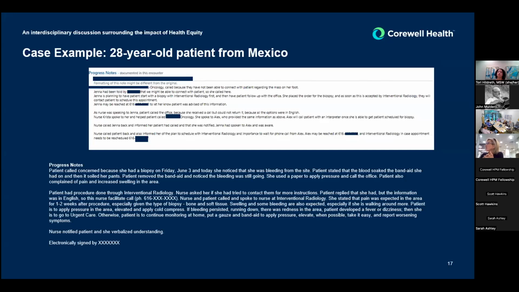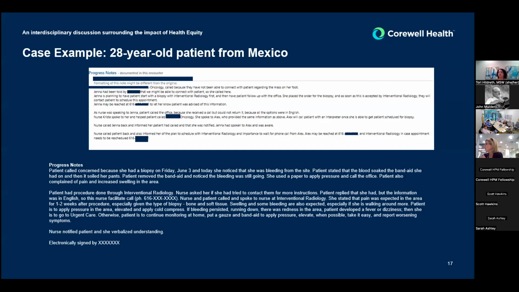So I was trying to understand some of the delays in presentation, and then came across some of these notes in the chart. And what was happening is they were calling her, but all the options to call back were in English. So she didn't know how to call the office back. And one day, she had reached out. She was getting all these messages in English. She sensed that they were important. She knew she had this mass. But where do I go? What do I do with it?